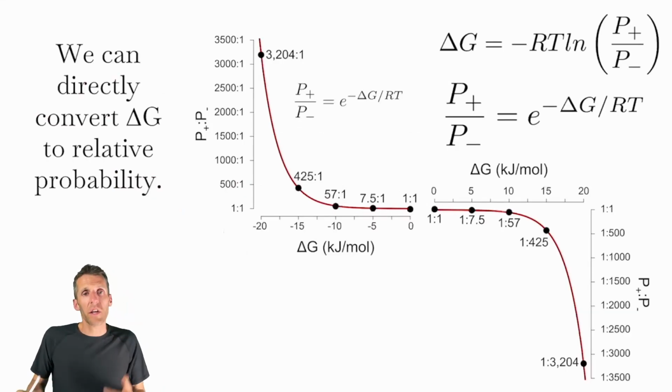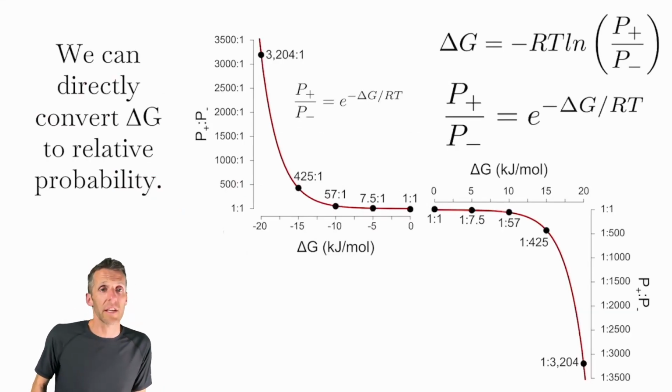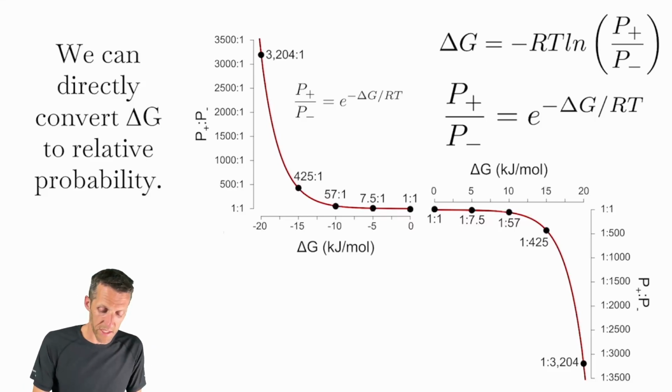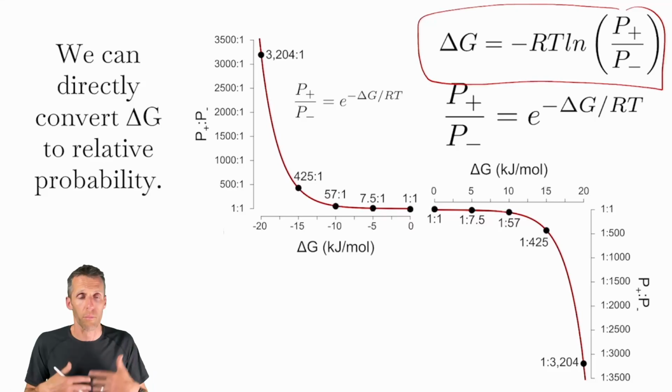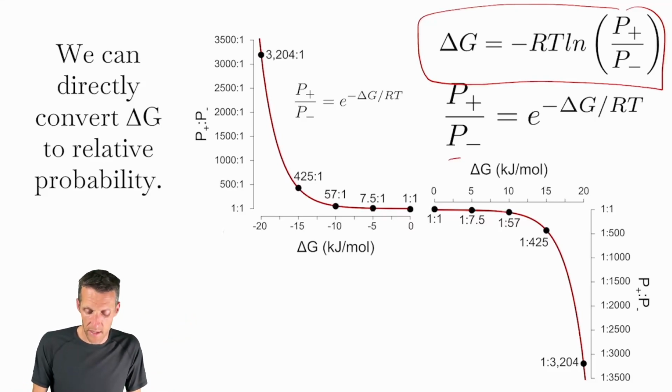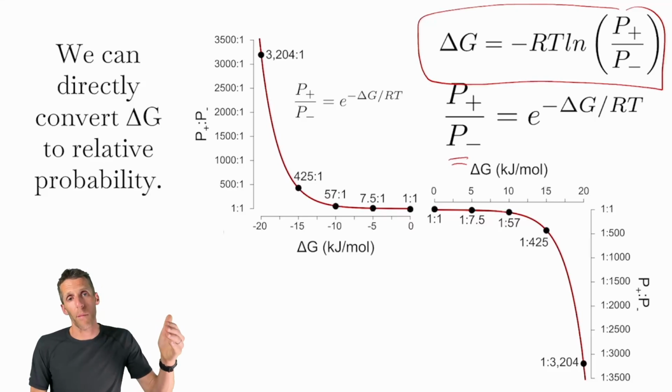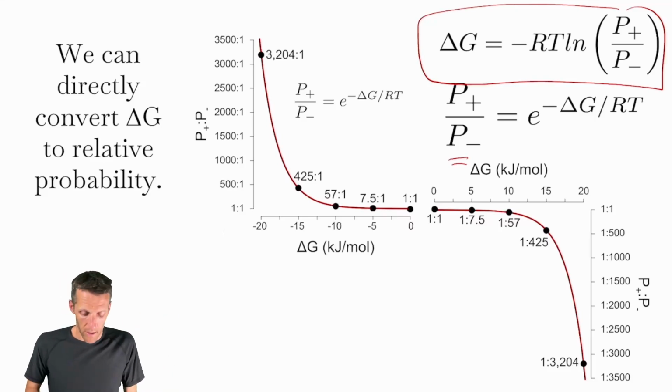And it turns out you can actually directly convert delta G into relative probability. So I wrote this expression up here, the one that I showed before: delta G equals minus RT log of probability forward over reverse. You do some log rearrangements and you get this. That's saying the ratio of the forward probability over the reverse probability is e to the minus delta G over RT. And then we can plot that, and that's what I'm plotting here.